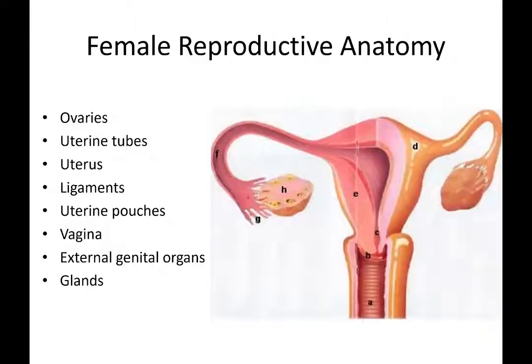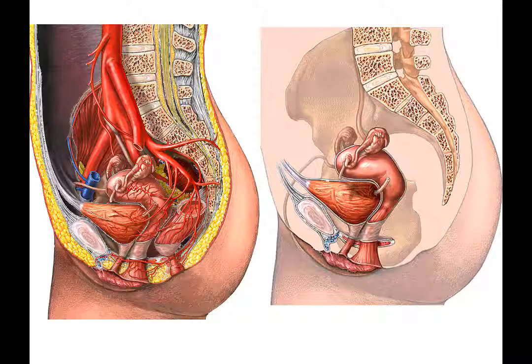So the reproductive anatomy of the females, we're going to talk about the ovaries, and our progression today for our lecture is we're going to start from the ovaries, then we're going to go through the fallopian tubes, the uterus, and so that's kind of the plan that we're going to go through here.